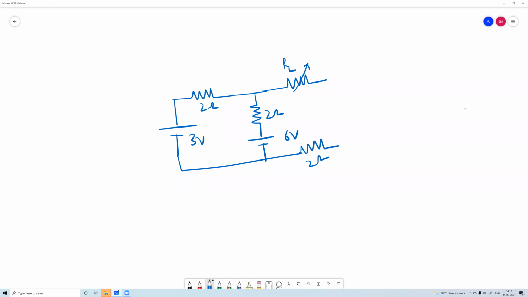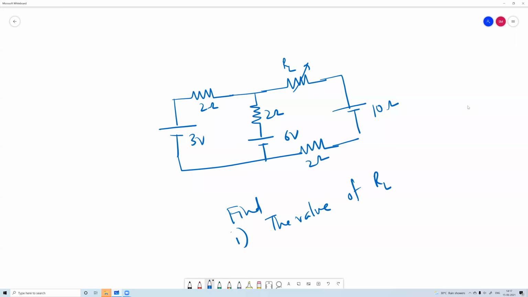2 ohms, and this is 10 volt. Now, if I ask you that, find number 1, the value of RL for which maximum power is transferred to it.